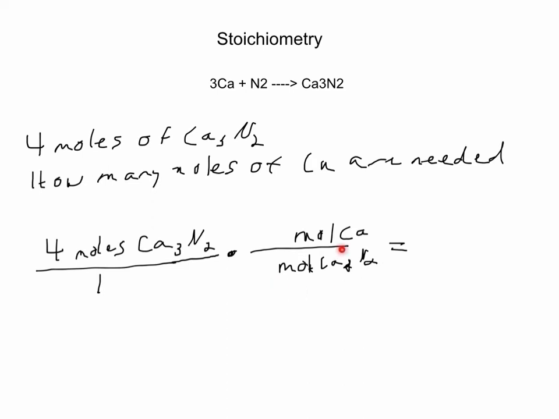The relationship, when we have moles and moles, we look at our balanced equation, and we see that calcium has a 3 in front, and calcium nitride has a 1. So now we can multiply, do our math out, and we end up with 12 moles of calcium are needed. So in order to make 4 moles of calcium nitride, we need 12 moles of calcium to start.